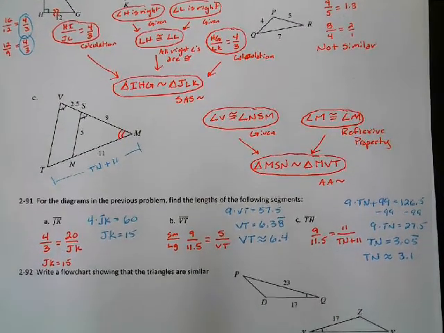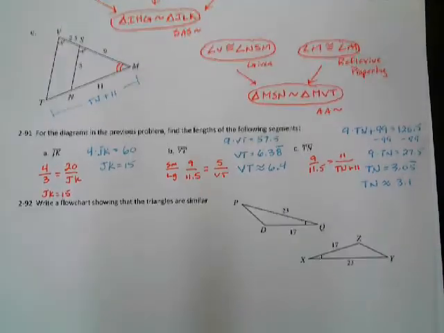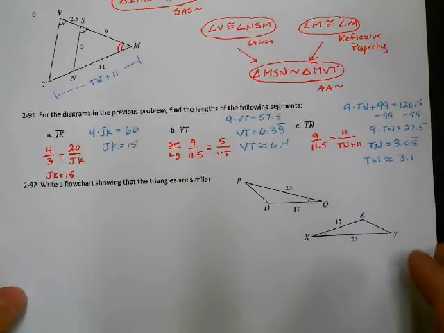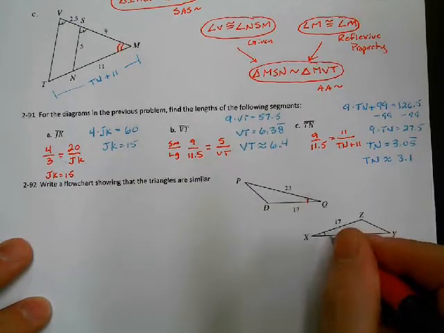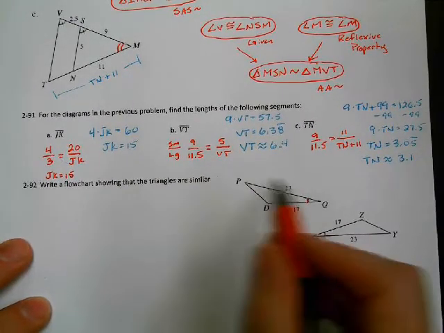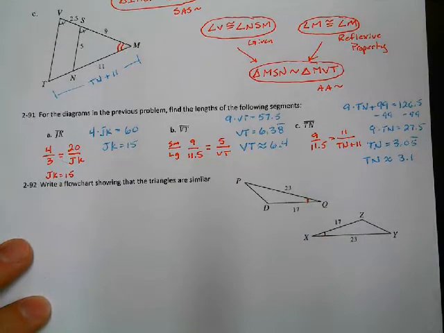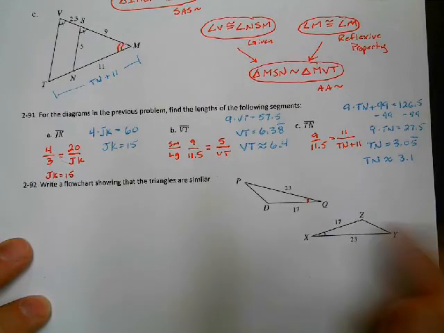All right, next one says, write a flow chart showing that the triangles are similar. All right, so we've got this angle right here. We don't have three sides, so we can't use side, side, side. We don't have two angles, so we can't use angle, angle. So the only thing that we can use is side, angle, side.